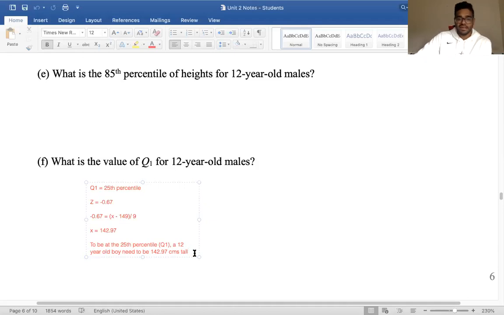So again, when you take tests, I'm going to be looking for the sentence at the very end. I'm going to look for this work, look for the setup, get an answer, and then just give me a quick interpretation of this value. Another one you could write is 25% of 12-year-old boys are going to be shorter than 142.97 centimeters. It's another way of thinking about that.